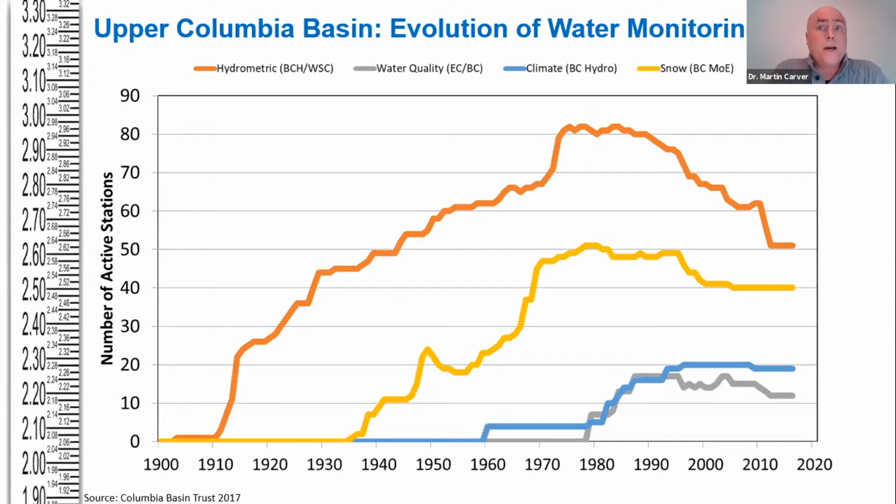Now, stepping back though from that regional landscape to the upper Columbia Basin as a whole, we do see this trend overall of a peak in the 1980s of the scope of monitoring networks, and then a general decline. This isn't every kind of monitoring, but it's a cross-section: hydrometric, water quality, climate, and snow. And I thank Columbia Basin Trust for the slide. I prepared this as part of a study that I'll come back to in a few minutes.